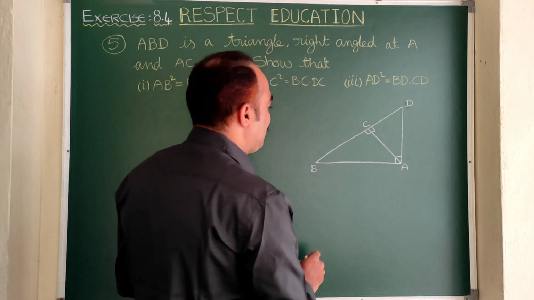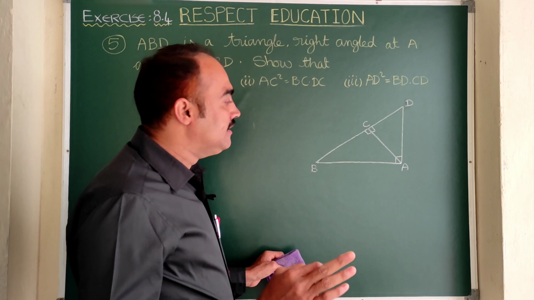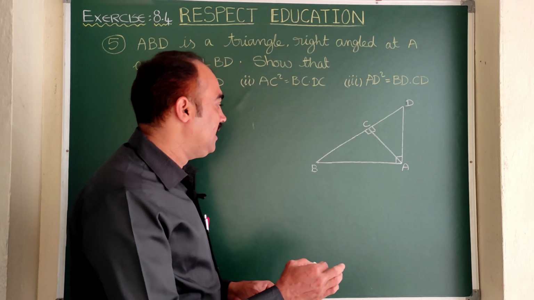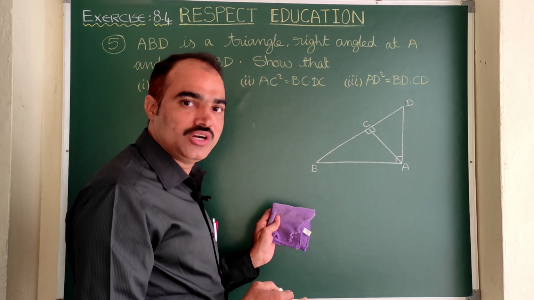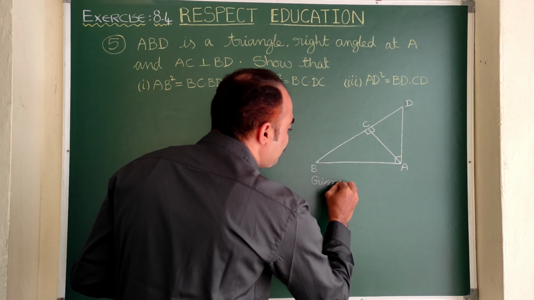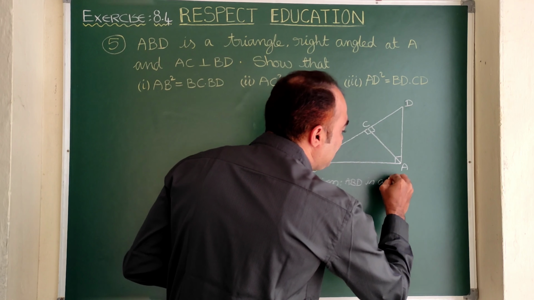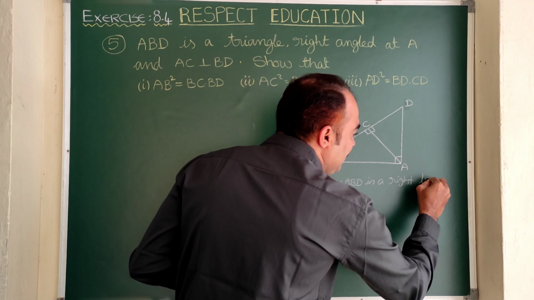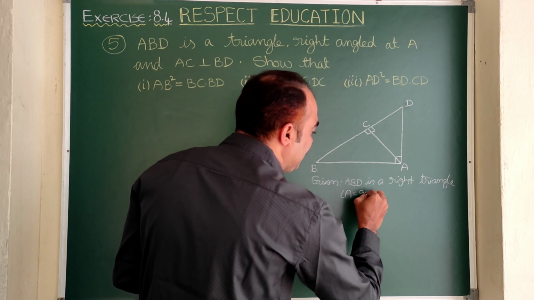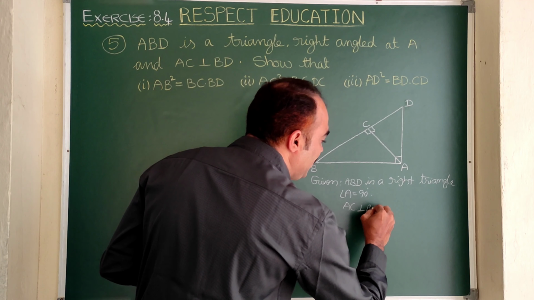This problem can be solved using a theorem. In fact, the theorem is theorem number 8.7 in our chapter similar triangles. So I would like to write the statement before starting this problem. Here first let us write given. What is given? ABD is a right triangle, where angle A is equal to 90 degrees. And also given AC is perpendicular to BD.